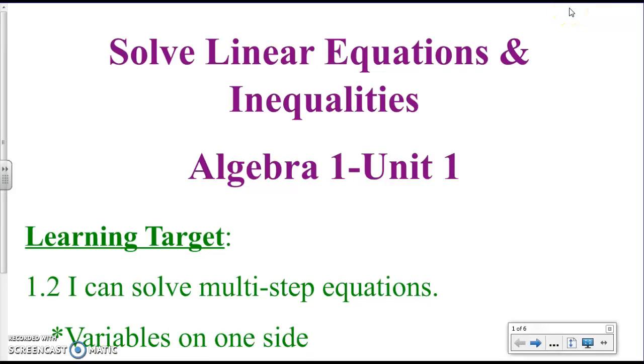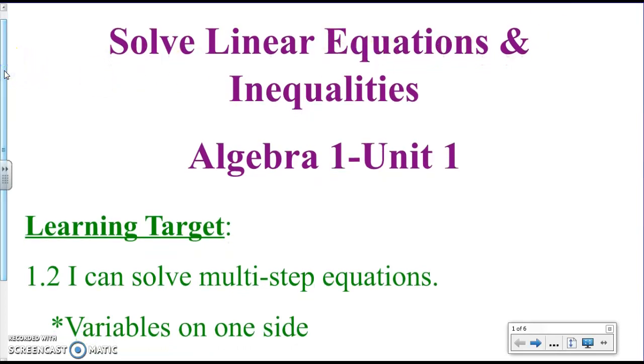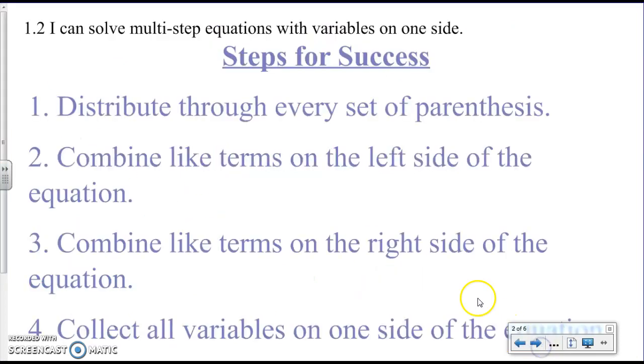Today we're going to continue talking about solving multi-step equations with variables on one side. In the last video we focused on multi-step equations where we had to combine like terms first and then we could solve the one or two step equation that was left over. Today we're going to add to that and we're actually going to have to distribute.